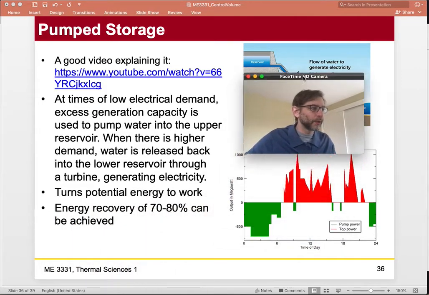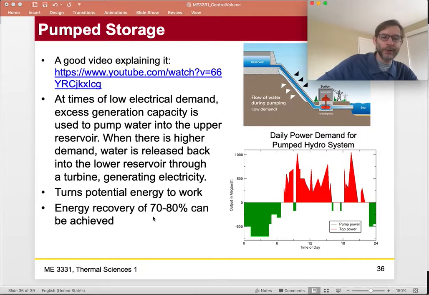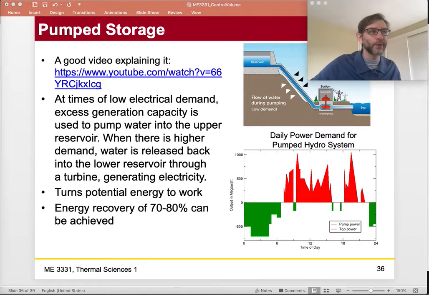And we can go on, since we haven't gone back to the example problem. One thing I was going to note is that energy recovery of 70 to 80% can be achieved, and that's what we're going to talk about: how much power can you get out of this system versus how much power you have to put in, right? And what we're going to learn in the second law is that you can never get the same amount of power out that you put in, so there's always going to be some kind of loss, and we're going to try to get to the bottom of that today.